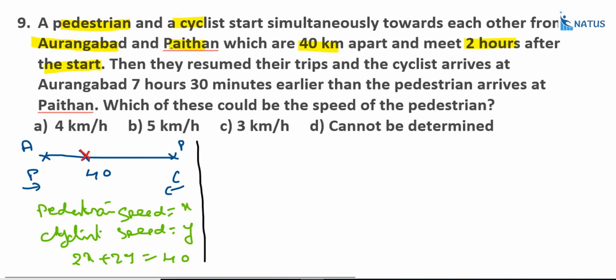Here x plus y is equal to 20. This is the first equation. And what is the next equation?